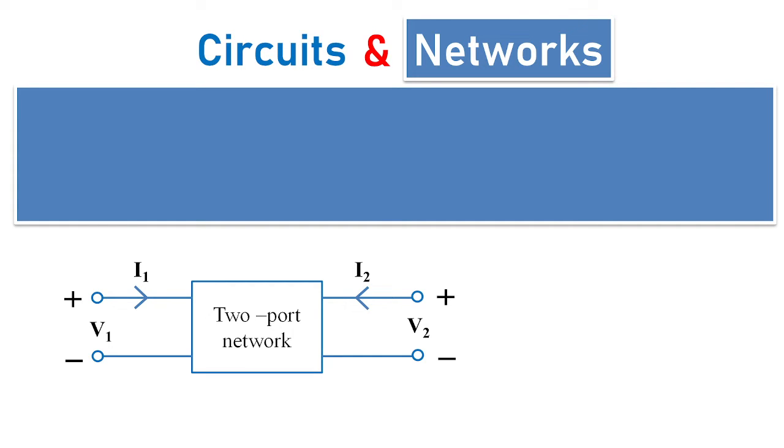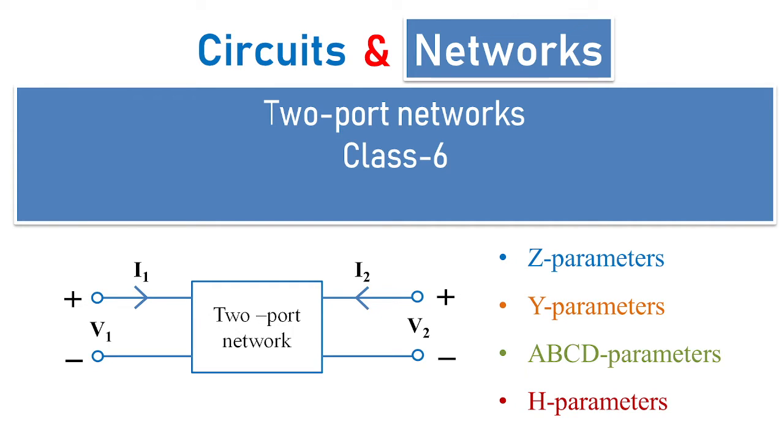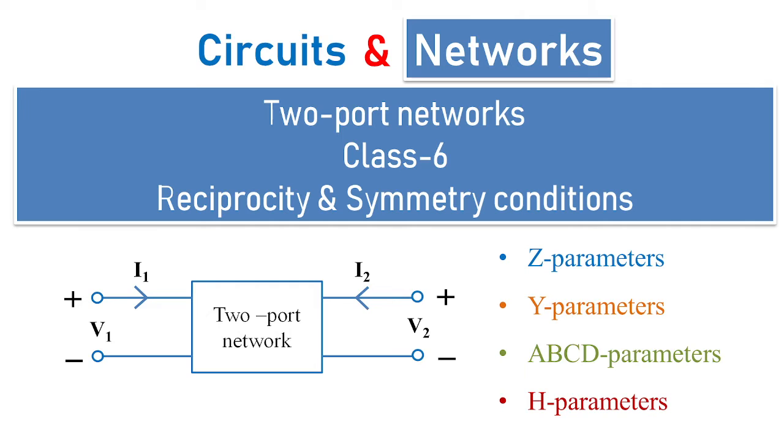Of circuits and networks. We have seen about two-port networks in our previous classes. What have we seen in two-port networks? About Z parameters, Y parameters, ABCD parameters, and H parameters. In today's class 6, we are going to see the reciprocity and symmetry conditions of these parameters.